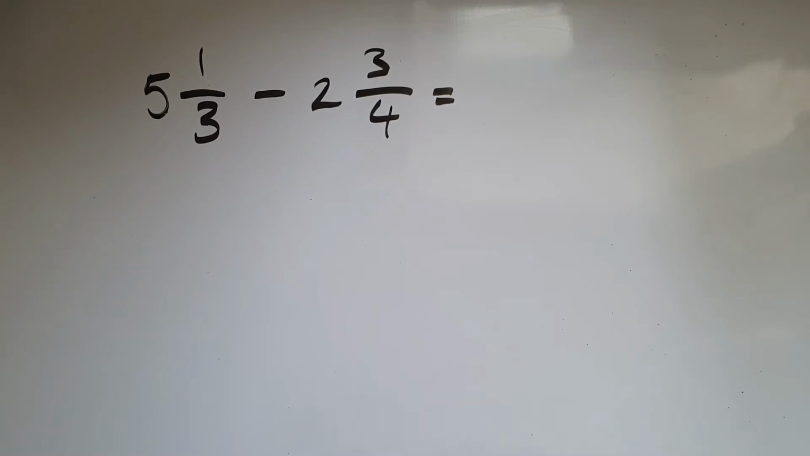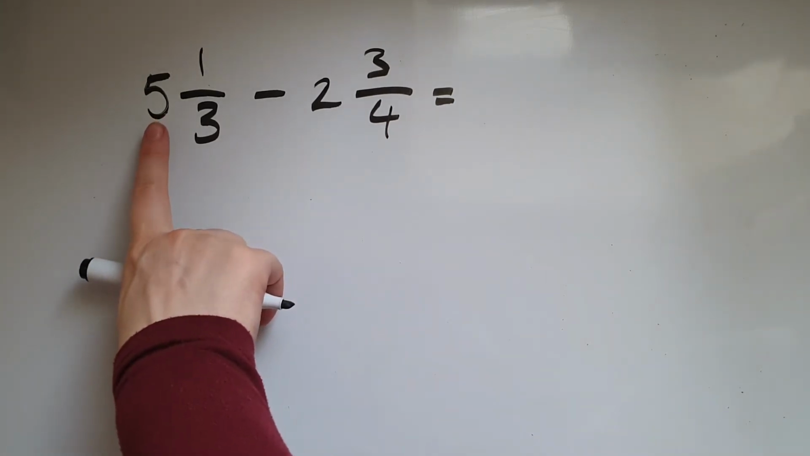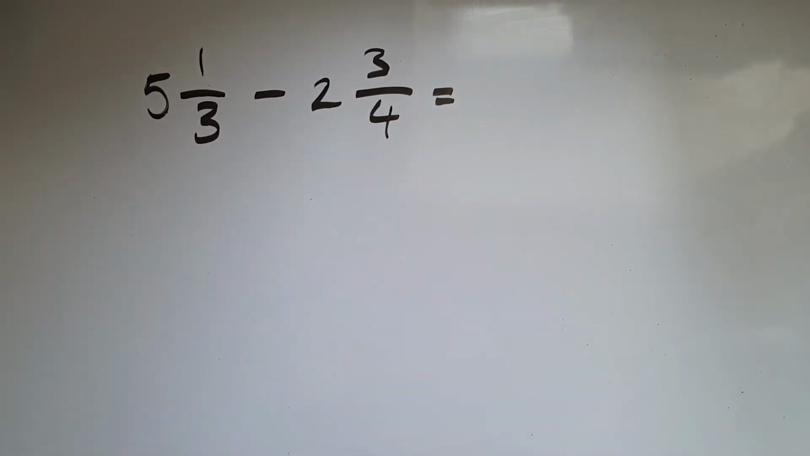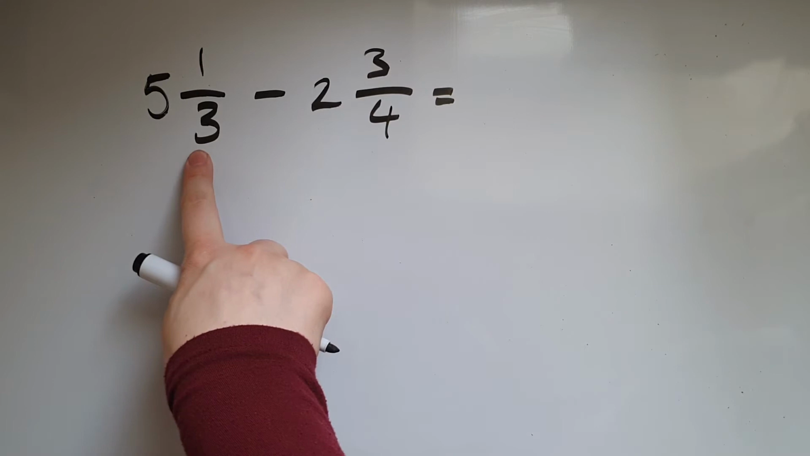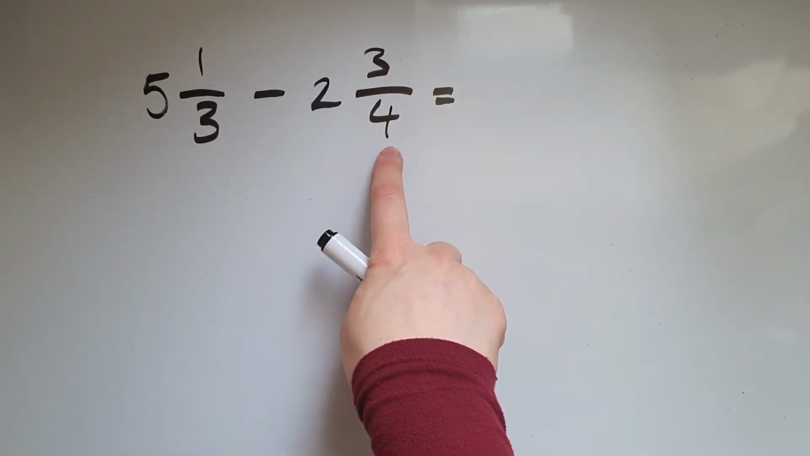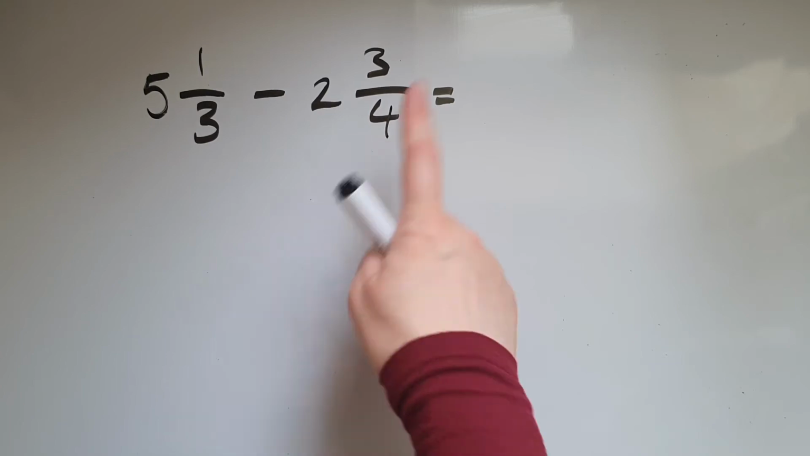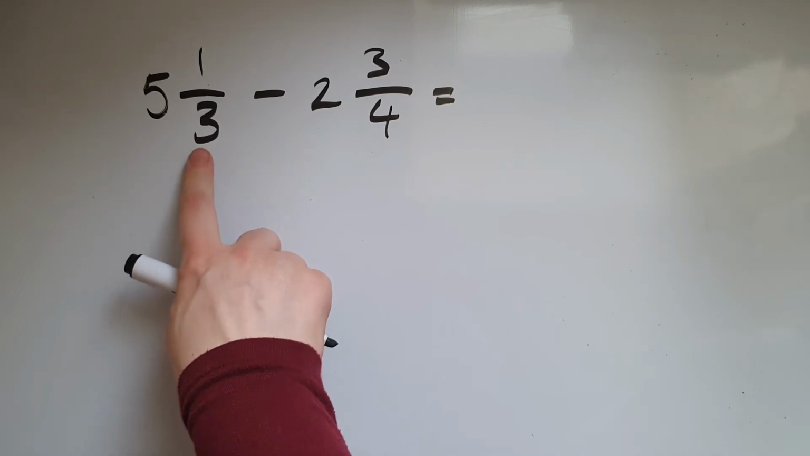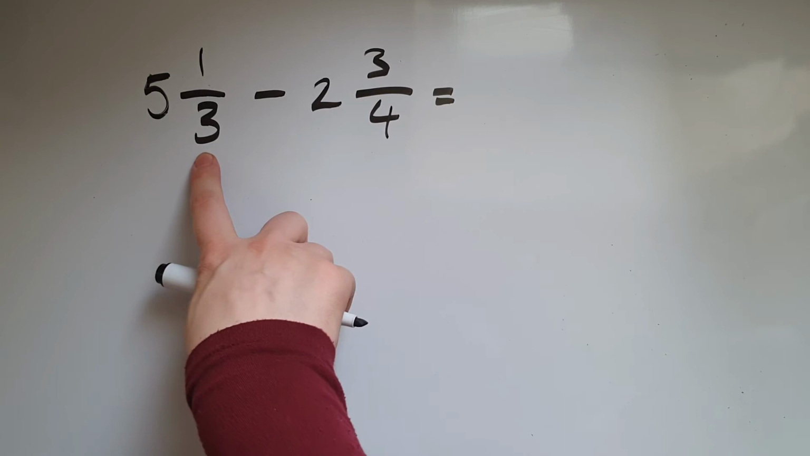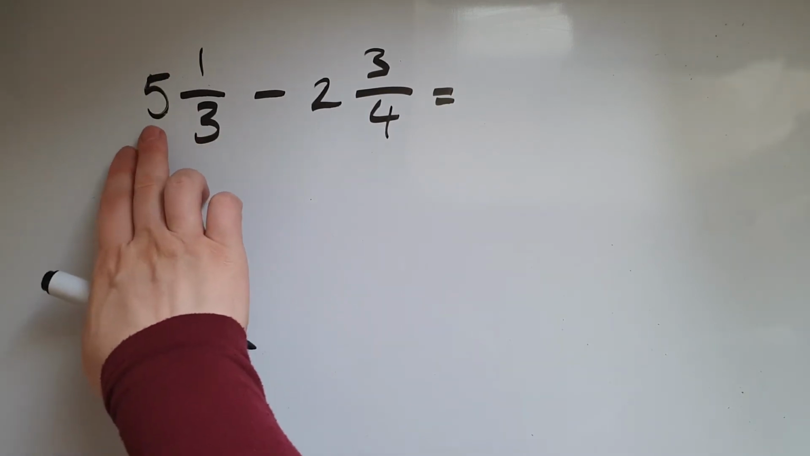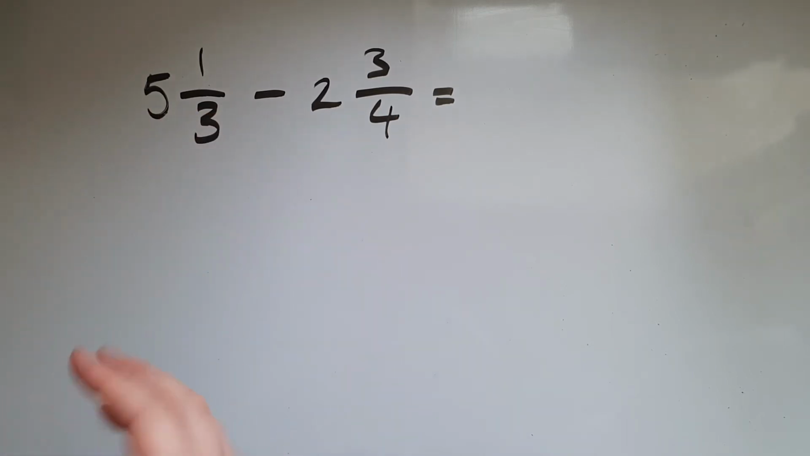I'll be careful to not just take away the whole numbers first, because you might need to borrow. Just like when the fraction within the number you're taking away is larger than the fraction within the number that you're taking away from. So 3/4 is larger than 1/3. So I'd hold on and not take away the whole numbers first.